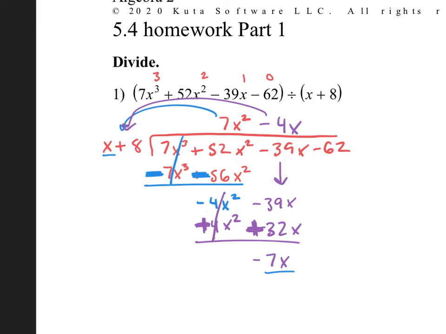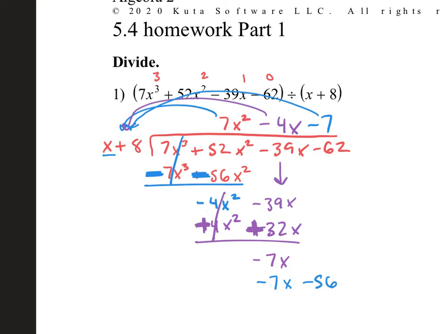So again, we can divide. Negative 7x divided by x would give us what? Negative 7. Then once we put a number up top, we multiply it to the outside. So what is negative 7 times x? Negative 7x. It'll always give us that thing right above it, so perfect. What's negative 7 times 8? Negative 56.